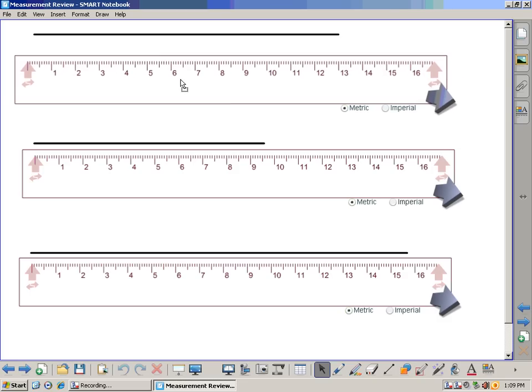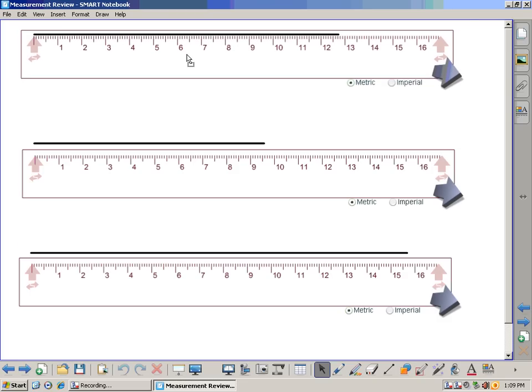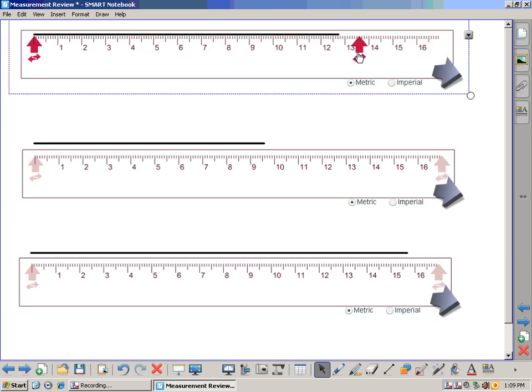So if we take our metric ruler and line it up on this line, we line up the 0 with the beginning of the line, and then we see where the other end of the line ends up here. It's between the 12 and the 13, so we know our answer is going to have a 12 followed by a decimal. In this case, it's 5, 6, 7, or 8 dashes past the 12. If we look at the end of our ruler here, it's 7 or 8 dashes past the 12, and so 12.7 or 12.8 would be acceptable in this case.